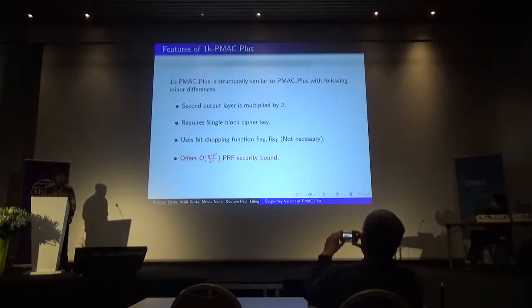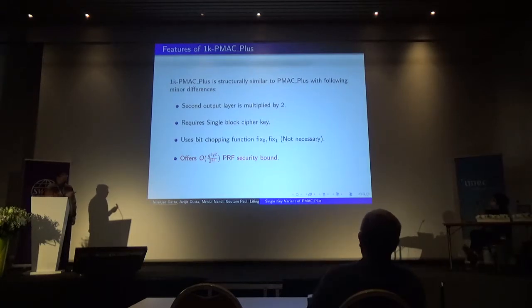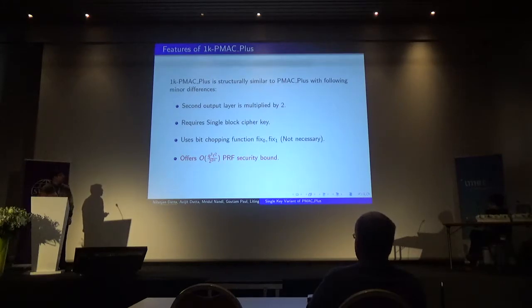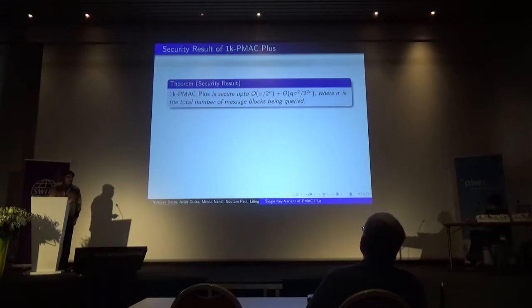So basically 1K PMAC plus is structurally similar to PMAC plus with the following minor changes. The second output layer is multiplied by 2. It requires only a single block cipher key, and it uses a bit chopping function fix 0, fix 1, but it's actually not necessary, though we are currently using that. And it offers q cube L square by 2 power 2n PRF security bound. So there we have improved that from L cube to L square.